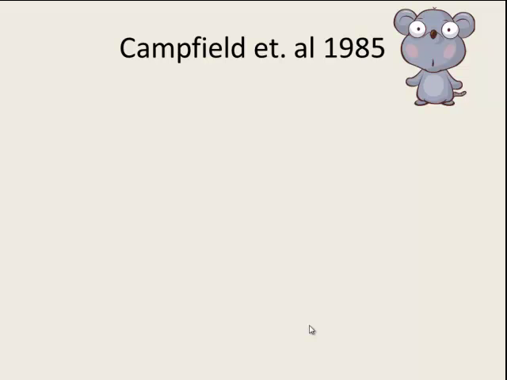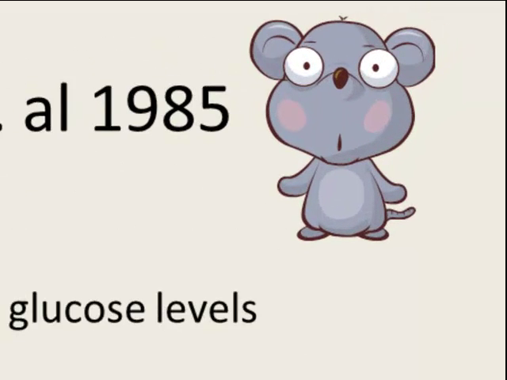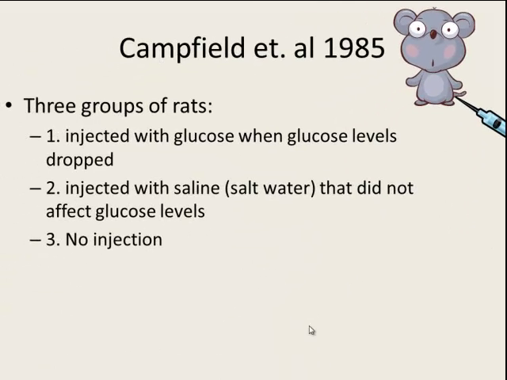So here are some experiments that help to show that we monitor glucose and we're motivated to eat when glucose gets low. Campfield, for example, ran a very simple experiment. You had 3 groups of rats. One was injected with glucose when glucose levels dropped. Another was injected with salt water. And the third group didn't have an injection at all. That's a nice control group.